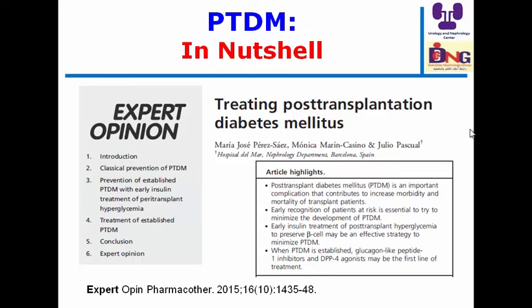Again, post-transplant diabetes mellitus is an important complication that contributes to increased morbidity and mortality of transplant patients. Early recognition of patients at risk is essential. Early insulin treatment of post-transplant hyperglycemia is important to preserve beta cells. When post-transplant diabetes mellitus is established, glucagon-like peptide 1 and DPP4 inhibitors may be the first line of treatment.